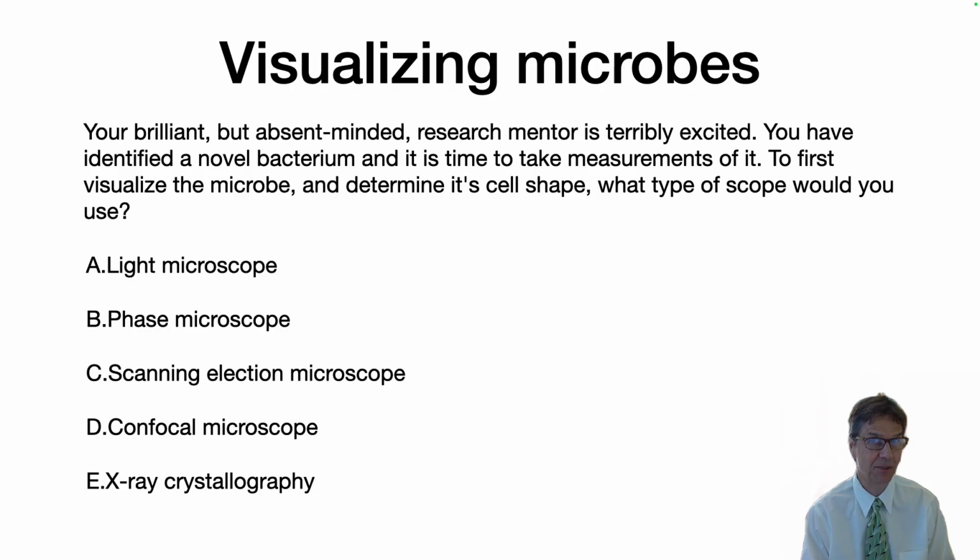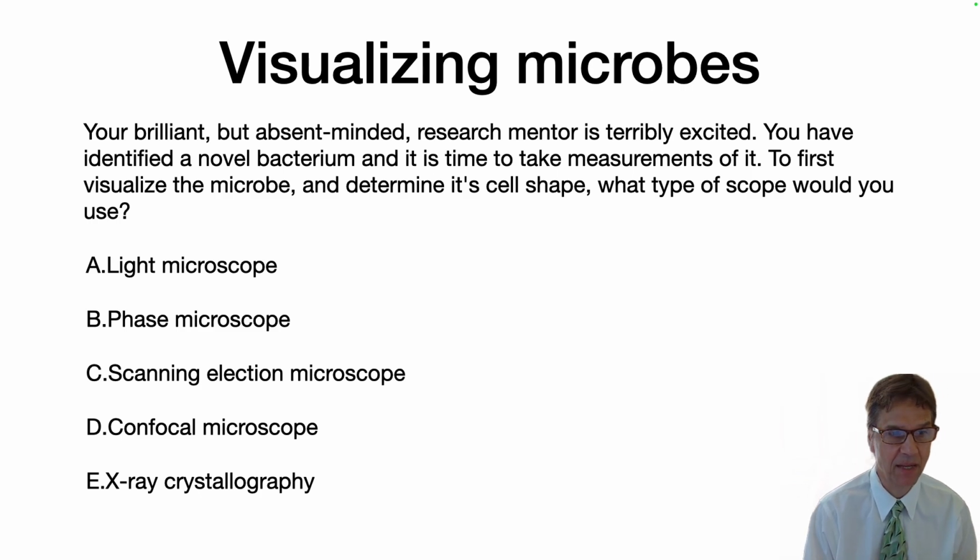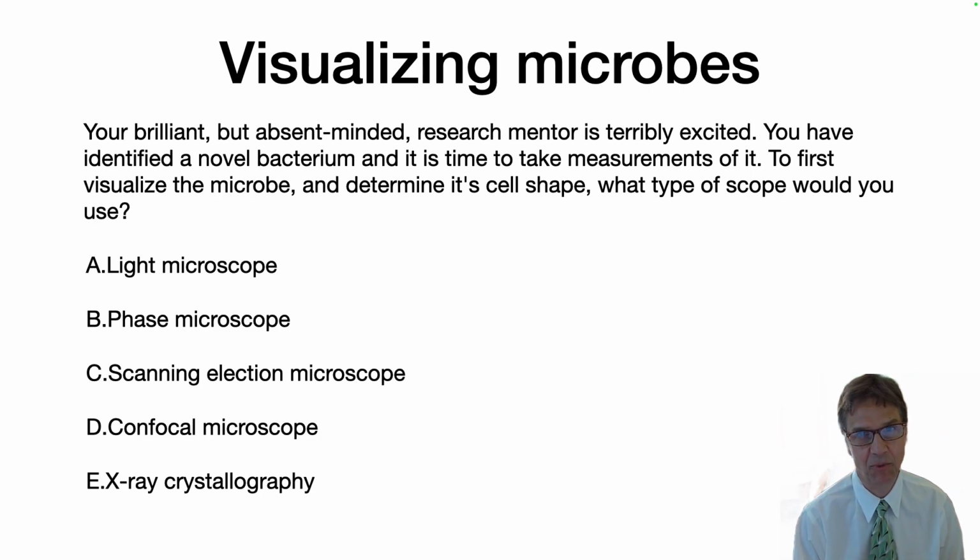The correct answers are either a light microscope, after you stain the cells, of course, or a phase microscope. Either of those would be very good for first observing the organism. They're cheap, they're fast, it's really efficient.